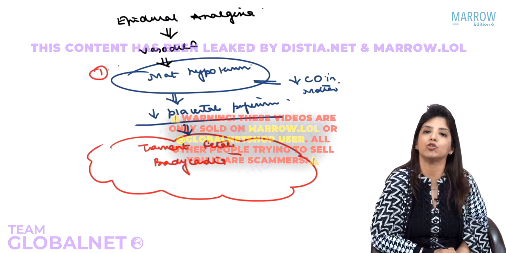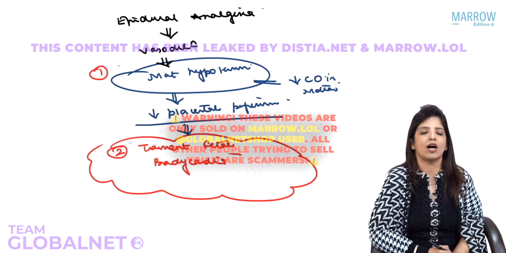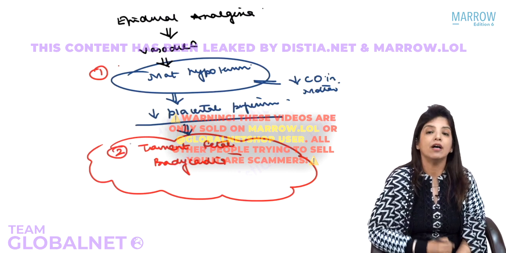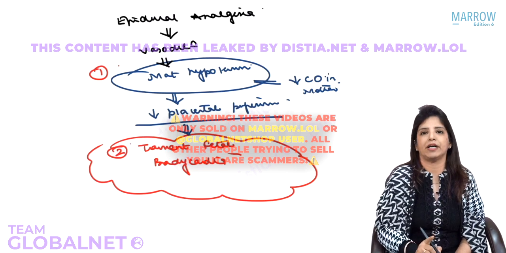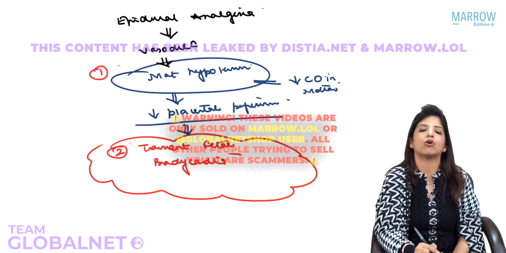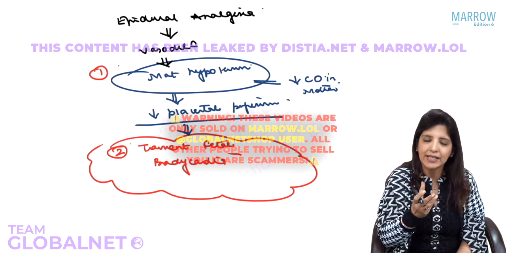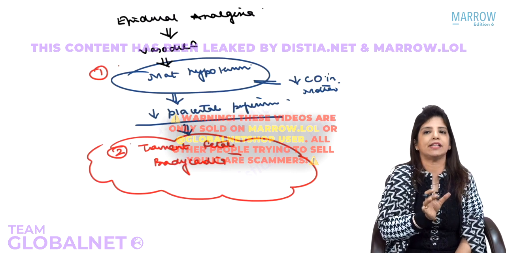Number one, it can lead to maternal hypotension. Number two, it can lead to transient fetal bradycardia. But this transient fetal bradycardia, which is happening in epidural, is happening because of vasodilatation. It is not happening because of vasospasm. Right? And that is why it is very easily treatable.